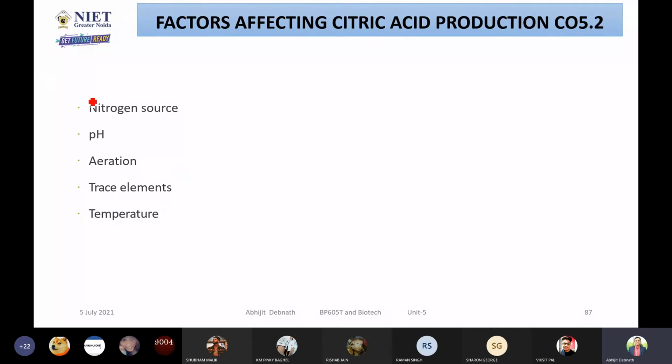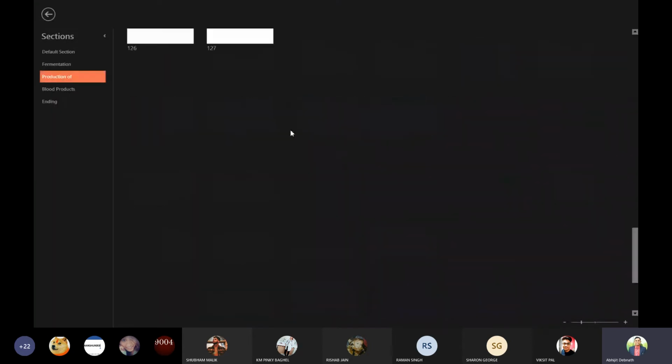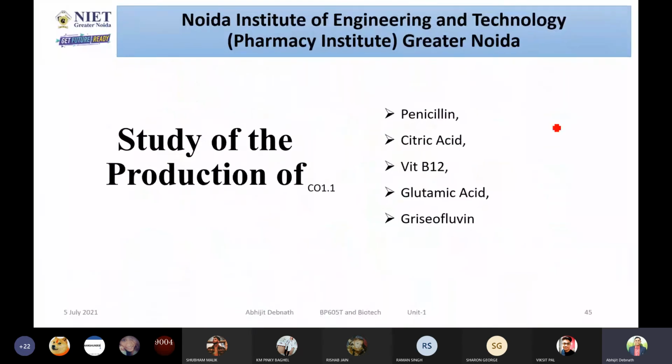So what are the factors? Again the same things I told you before: the pH, temperature, nitrogen source, aeration, trace elements. These are the factors. Whatever substances I am showing here, you can produce the same way, with the same process. There will be some factors, some process, some microorganism, and a particular media. You have to take both into your fermentation chamber.